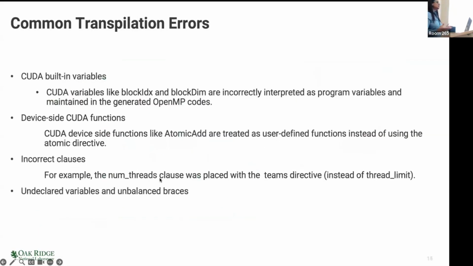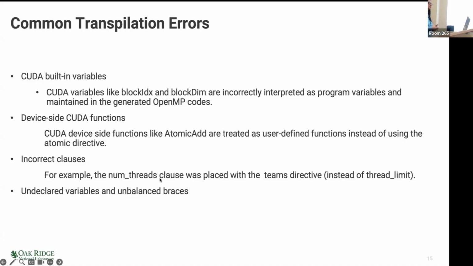So even with that, there were very common transpilation errors that we noticed. These are basically the very high level classification: the built-in CUDA variables. ChatPORT couldn't understand that this is very CUDA specific. It thought it was a program variable and just kept it in the program as a program variable. It could have done teams or threads or whatever. It did not do all that.